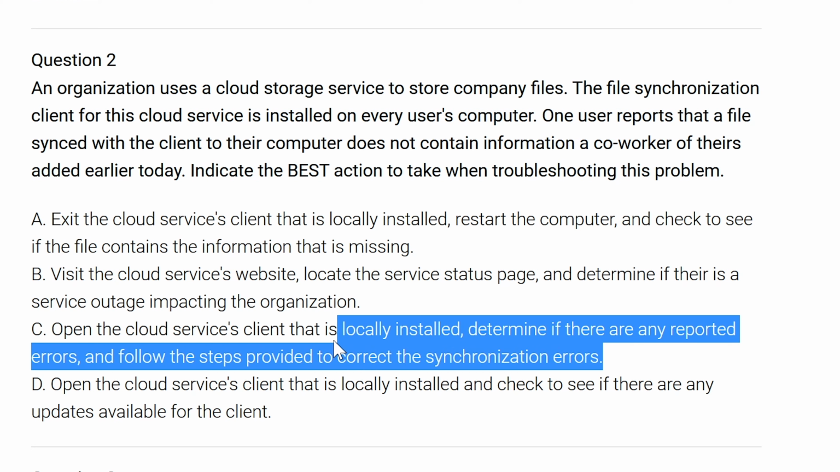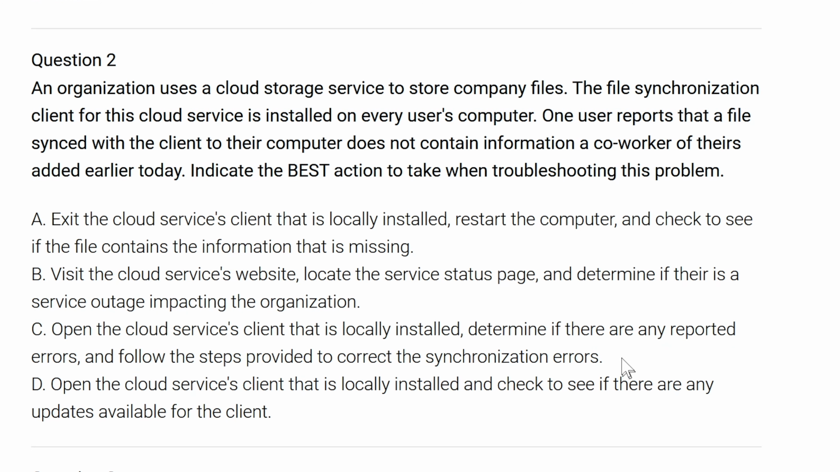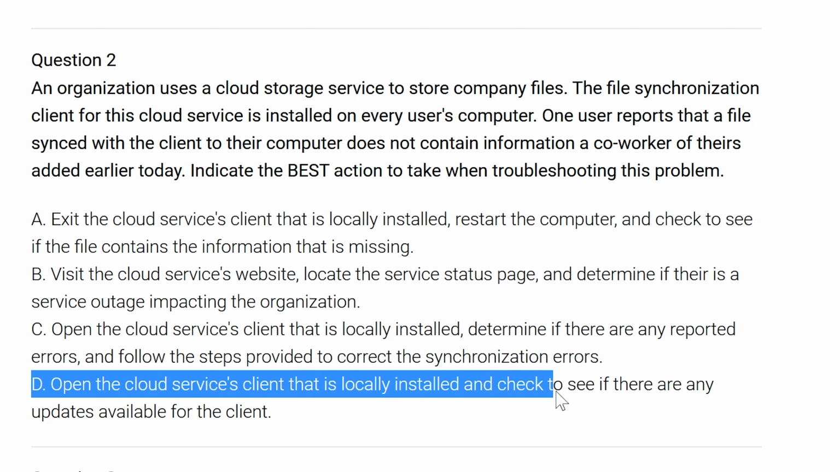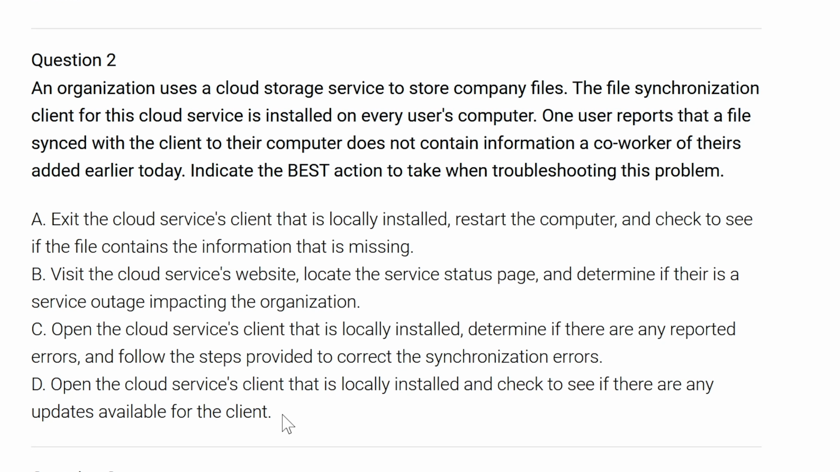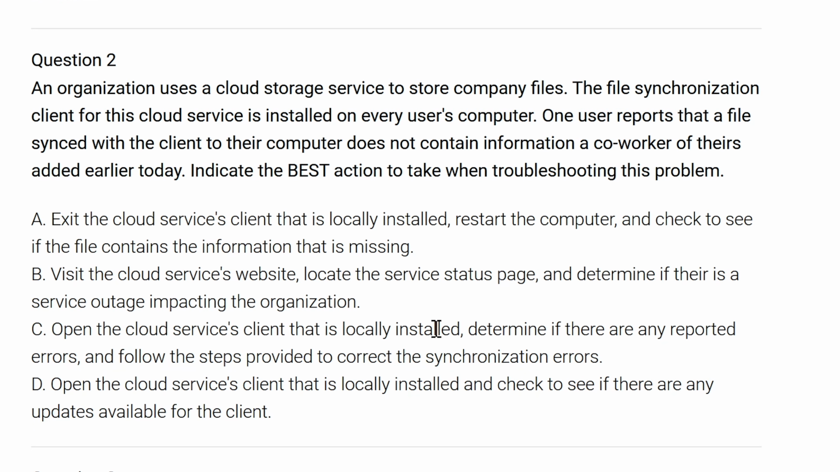So when it comes to OneDrive and G Drive, you will get errors. They will tell you what the problem is when it comes to synchronization. Usually it would just say synchronization failed, right? So that's a really good step, but let's go to D just to make sure that we're not missing something. Open the cloud service client that is locally installed and check to see if there are any updates available for the client. Now, this could potentially be a problem too. I would say A and D could potentially be troubleshooting steps that you can take.